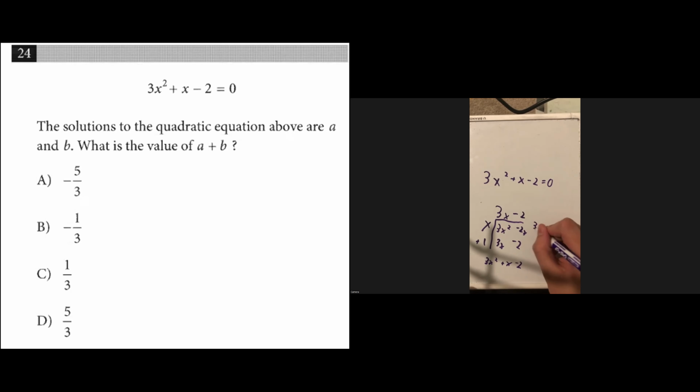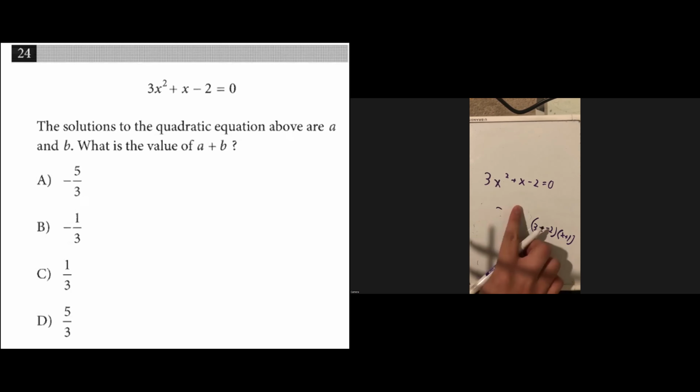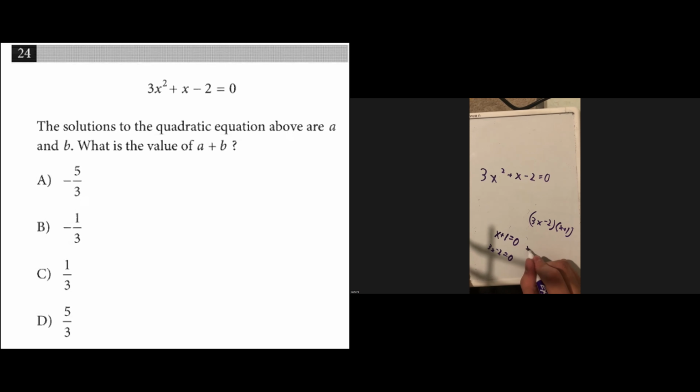So it would be 3x minus 2 times x plus 1. When you factor this, you get 3x minus 2 and x plus 1. You could still plug this into your calculator. I'm just doing it the long way. And so you have to set these equal to 0. So x plus 1 equals 0. 3x minus 2 equals 0. And so x is equal to -1 and x is equal to 2/3.